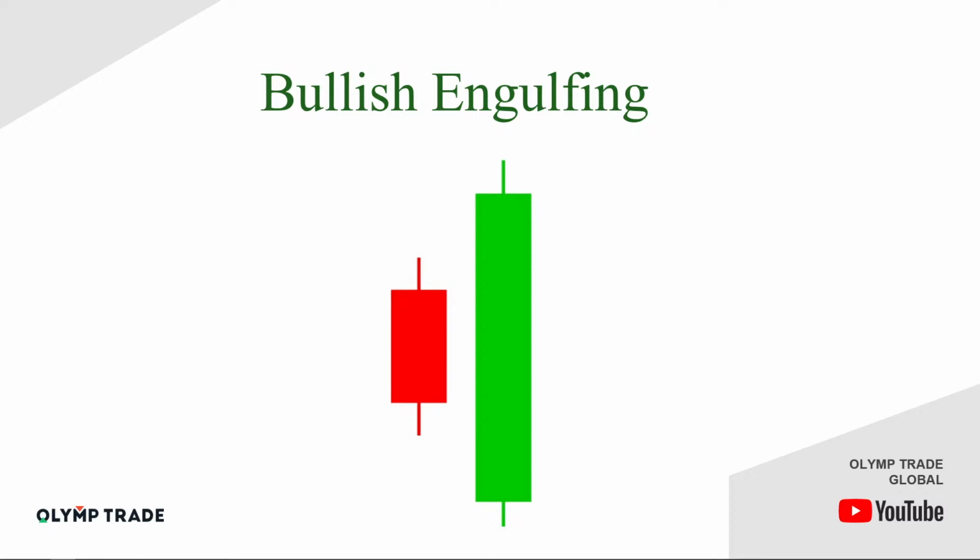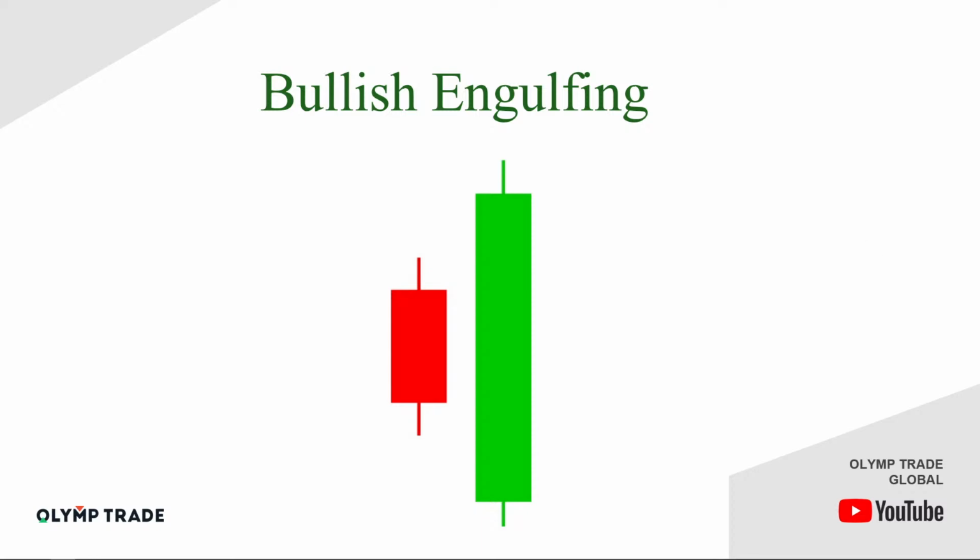Now, my friends, to engulf means to completely cover something. So you see the green candle needs to open with a gap down, which means, remember, the opening price is here, the closing price is here. So it actually opened with a gap down below the previous candle's close, and it closed above the previous candle's open. Also, pay attention to this: the bigger the green candle, the second candle, the stronger the pattern.